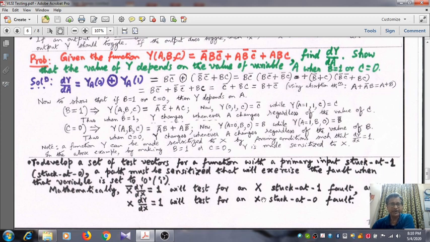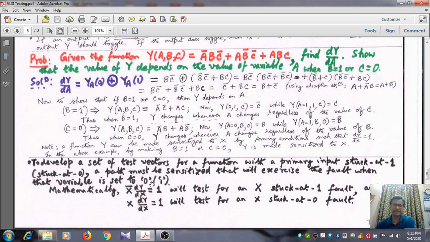Now we make a very important mathematical definition. Please pay attention. We need to develop a set of test vectors for a function with a primary input stuck at 1 fault or stuck at 0 fault. The path must be sensitized that will exercise the fault when that variable is set to 0. Now this is very important. To develop a set of test vectors for a function with a primary input variable stuck at 1, a path must be sensitized that will exercise the fault when that variable is set to 0.